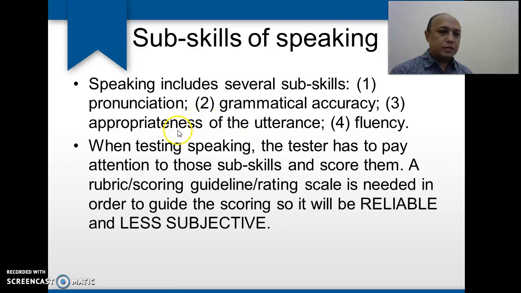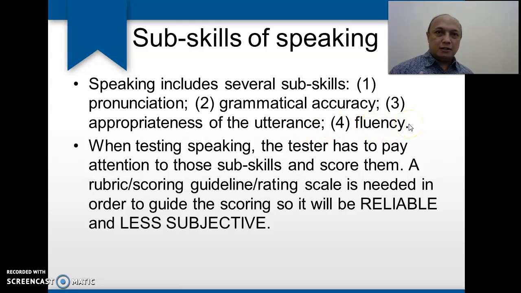The third is appropriateness of the utterance. This is important. Somebody may say something grammatically correct, but inappropriate to the situation or to the person he or she is talking to. For example, if you are a student and you say to the lecturer, go and close the window. That's grammatically correct, but it's not appropriate because you are talking to somebody older and who has higher authority than you. And so that is not appropriate, although it's grammatically perfect.